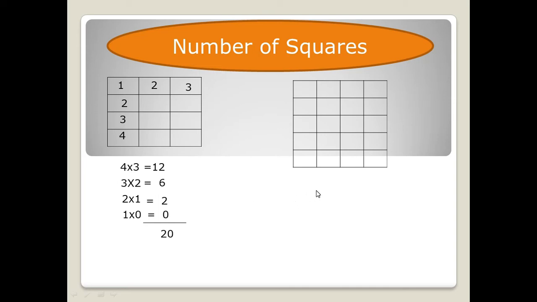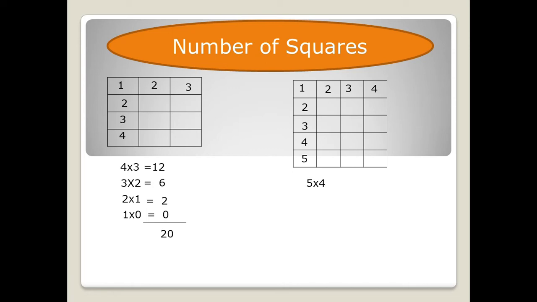Let's look at another example. There are rows 1, 2, 3, 4 and 5 rows, and then 1, 2, 3 and 4 columns, and we have to count the number of squares in this shape.